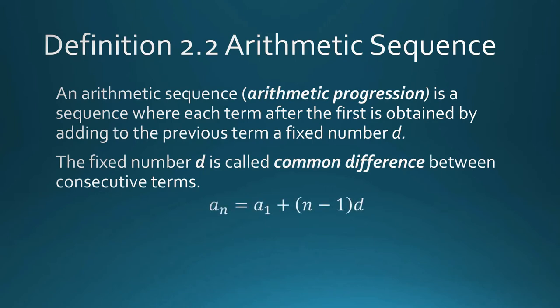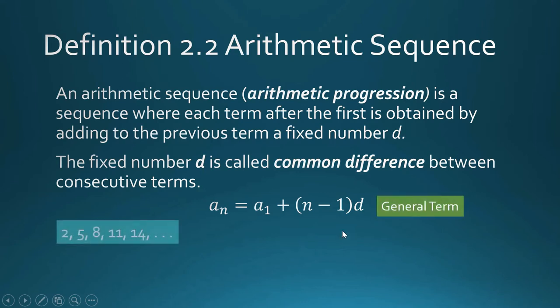And this is how we compute for the nth term. So to get to the nth term, we need the first term and the common difference. This is an example of an arithmetic sequence. Well, let us check out the difference between two consecutive terms. So the difference here is 3, 3 also, 3 also, 3 also. D is equal to 3.